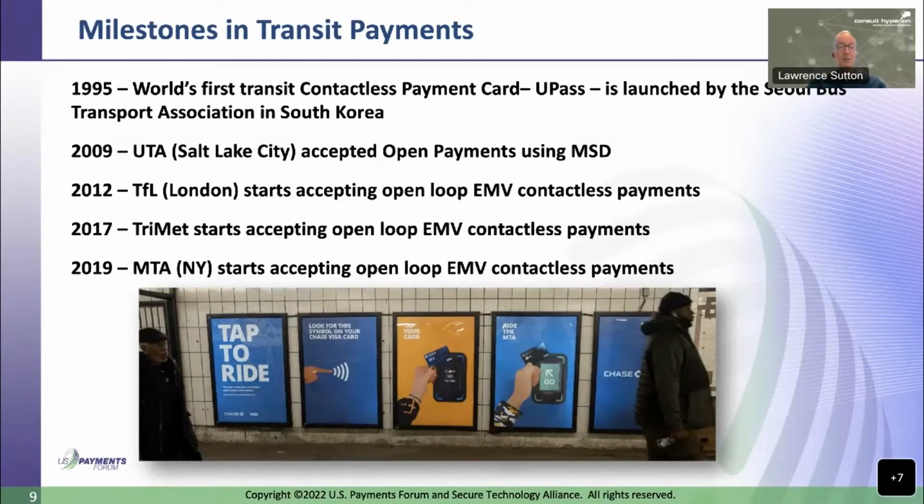It was very forward-thinking. It was featured at a USPF Payments Summit that year. Then, in 2012, Transport for London started accepting open-loop EMV contactless payments. The specifications they developed laid the foundation for future projects like what we're seeing roll out today in the US. In 2017, TriMet launched open payments, and in 2019, MTA New York launched them as part of their Omni Fare Collection system.